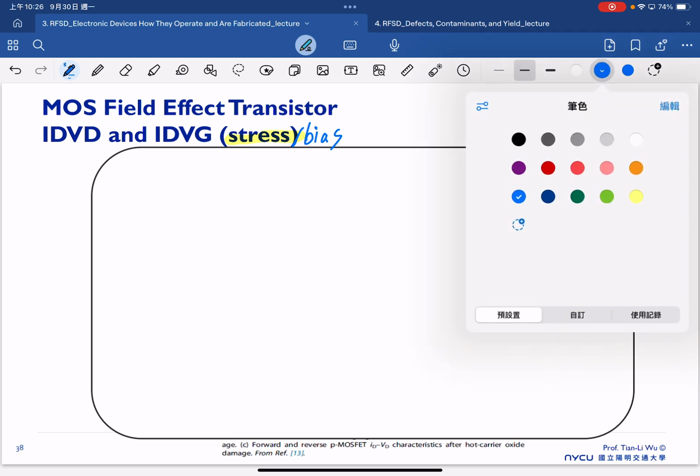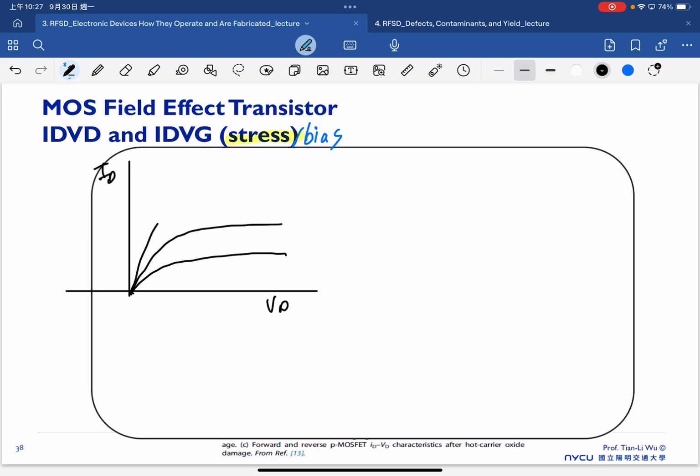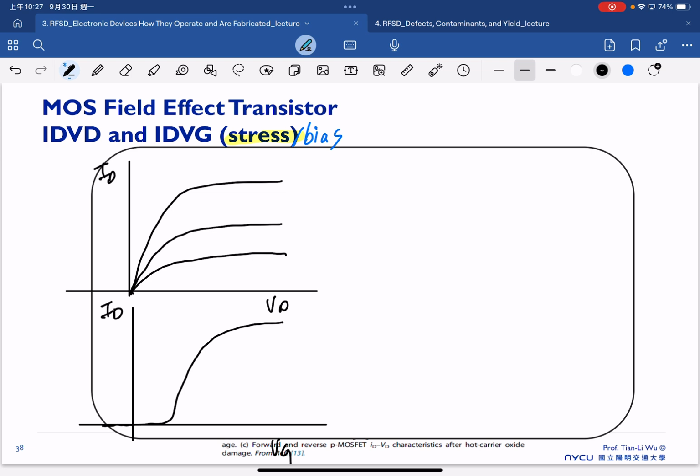As we already know, the typical IDVD characteristic is shown here. And also we have the typical IDVG characteristic. So what happens if we have a transistor, especially a MOSFET, under stress?